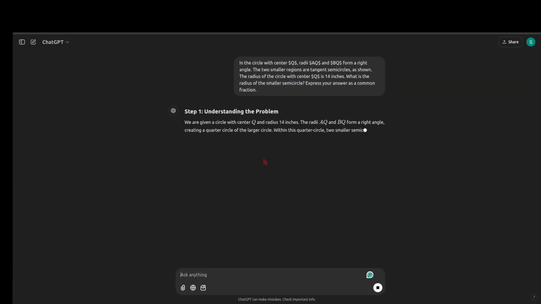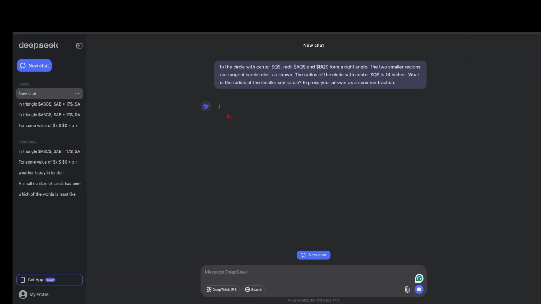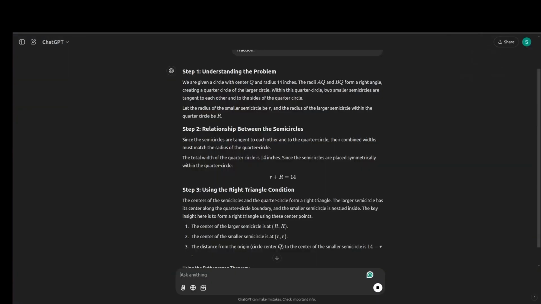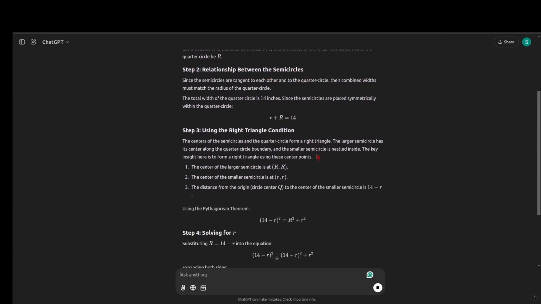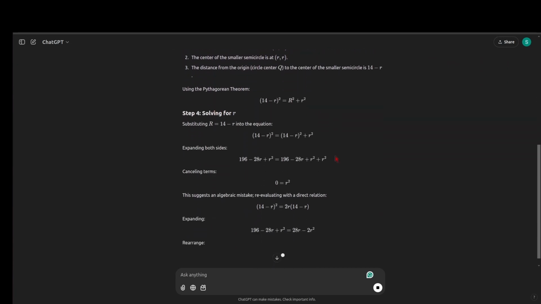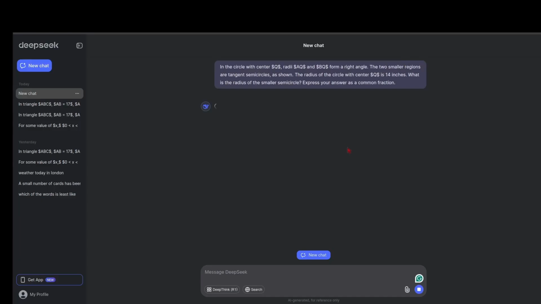So it's trying to understand the problem. While this is running, I'm also going to ask the same question to DeepSeek. It takes a while. It's a little longer than OpenAI, but it's still running. Let's find out what it comes up with. Meanwhile, OpenAI has come up with these steps: understanding the problem, relationship between the semicircles, solving for R, and it's still solving.